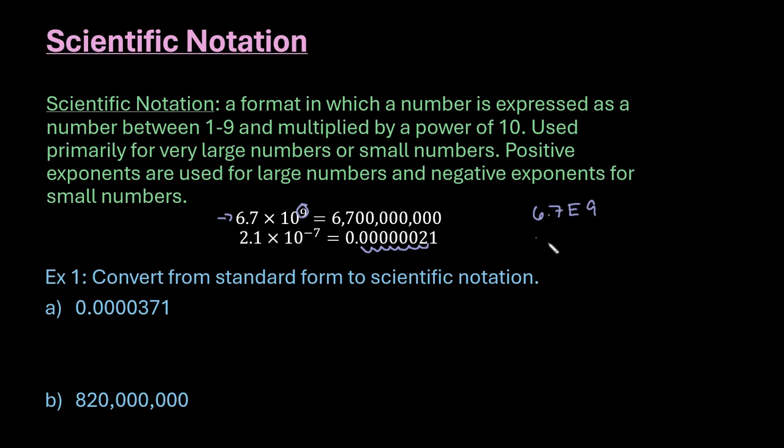So again, in your calculator, this might be expressed as 2.1 e negative 7. So if you see an answer like this in your calculator that has an e, that is what it means. So different calculators use different options in this. So let's look at a couple of examples.